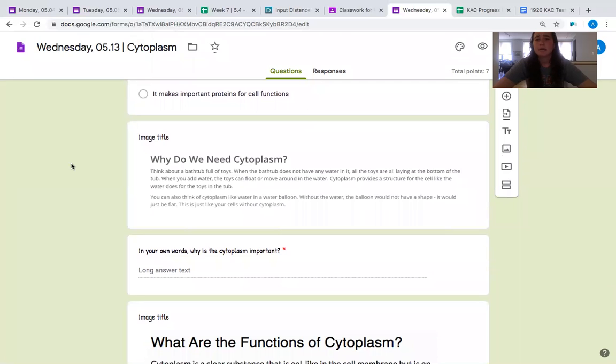Moving on. Why do we need the cytoplasm? Think about a bathtub full of toys. When the bathtub does not have any water in it, the toys are all laying at the bottom of the tub. When you add water, the toys can float or move around in the water. Cytoplasm provides a structure for the cell, like the water does for the toys in the tub. You can also think of cytoplasm like water in a water balloon. Without the water, the balloon would not have a shape. It would just be flat. This is just like your cells without cytoplasm.